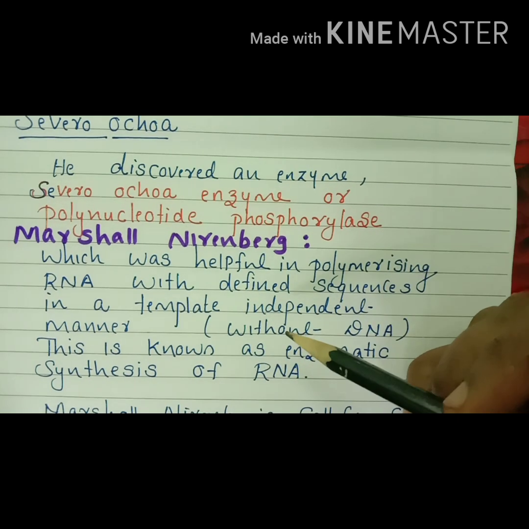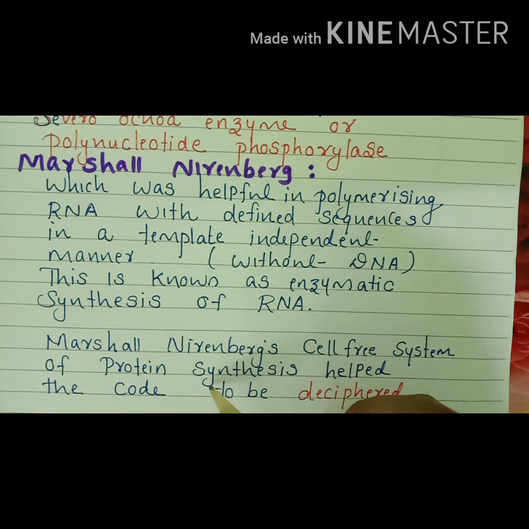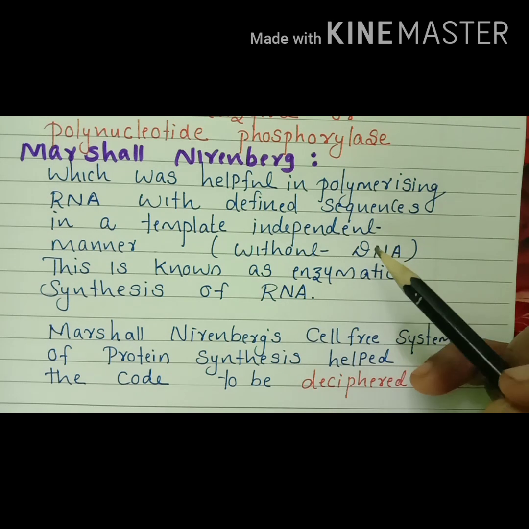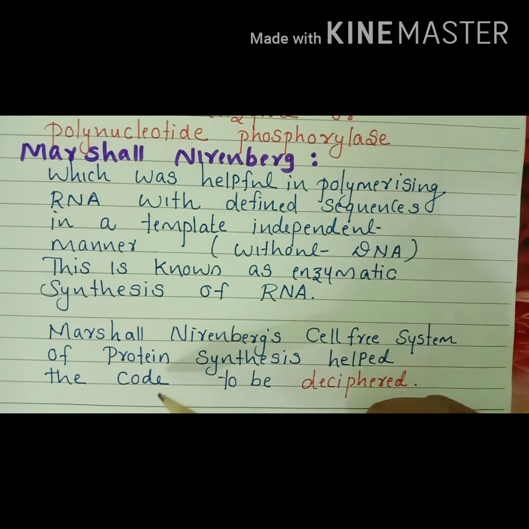Marshall Nirenberg's cell-free system of protein synthesis helped the code to be deciphered. Nirenberg did this experiment in a test tube, not inside a cell, so it is called a cell-free system of protein synthesis. Without the help of DNA, he developed an RNA, and this cell-free system of protein synthesis helped the code to be deciphered.